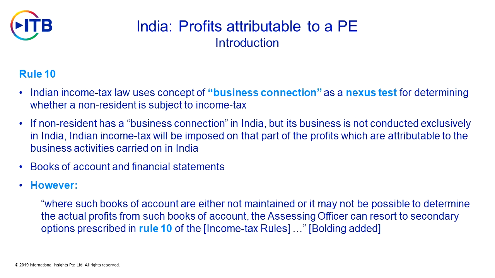However, in the words of the report, where such books of account are either not maintained or it may not be possible to determine the actual profits from such books of account, the assessing officer can resort to secondary options prescribed in Rule 10 of the Income Tax Rules.